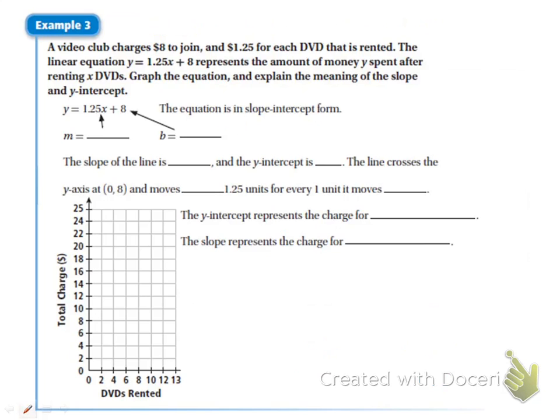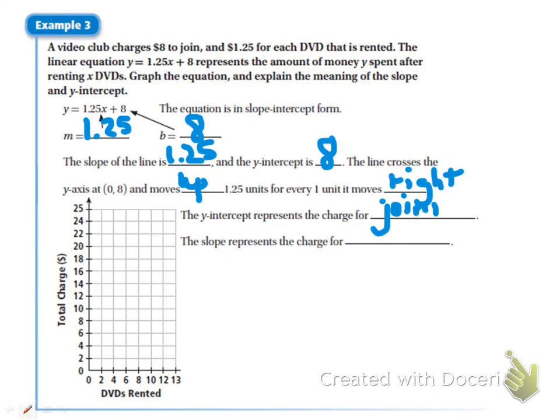Okay, example 3. A video club charges $8 to join and $1.25 for each DVD that is rented. The linear equation y equals 1.25 times x plus 8 represents the amount of money, y, spent after renting x DVDs. Graph the equation and explain the meaning of the slope and y-intercept. Well, right offhand we can see that the slope, m, equals 1.25 and that b equals 8. So the line crosses at 0, 8 and moves up 1.25 for every 1 unit it moves right. The y-intercept represents the charge for joining the club, and the slope represents the charge for each DVD rented.